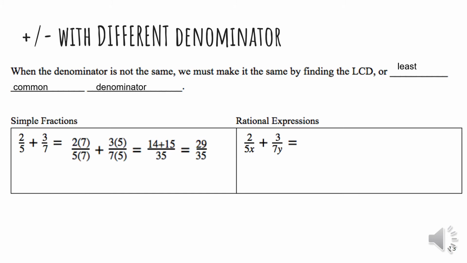For rational expressions, the same is true. The least common denominator of 5x and 7y is 35xy, meaning that our left fraction needs to be multiplied by 7y in the numerator and denominator, and our right fraction needs to be multiplied by 5x in the numerator and the denominator. And then we can combine our like terms.